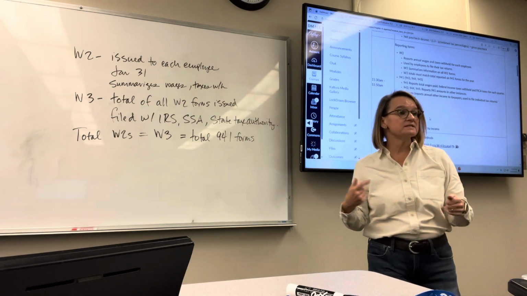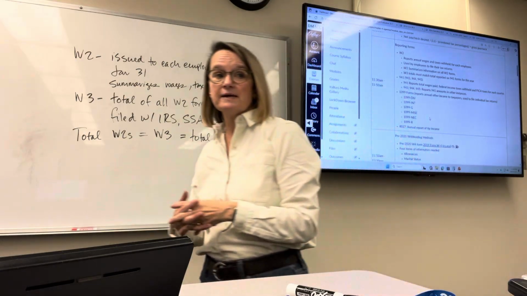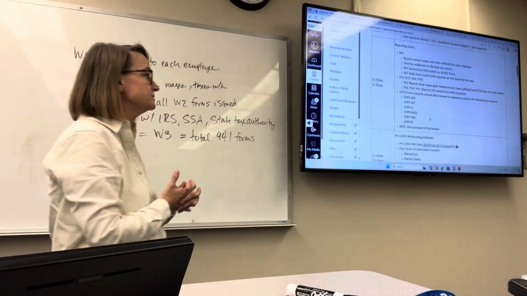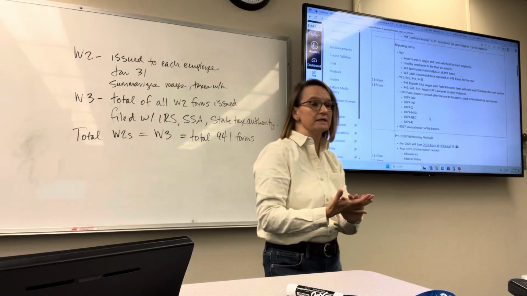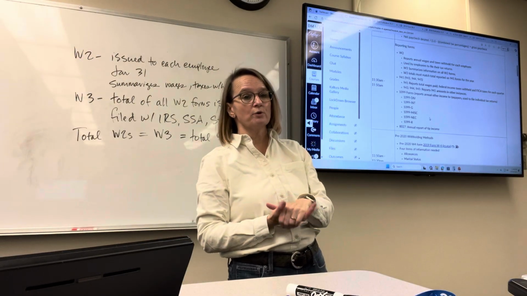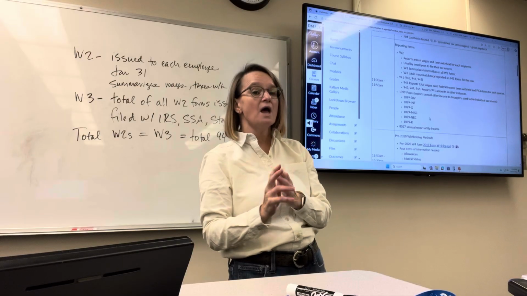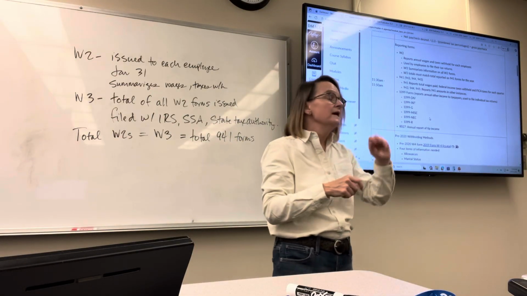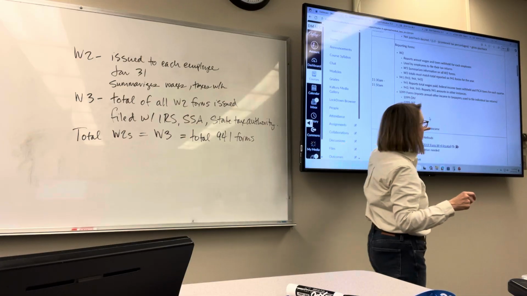1099 miscellaneous is just that. It's for miscellaneous types of income. So rent income is reported on a 1099 miscellaneous. Royalty income is reported on a 1099 miscellaneous. Any other type of income that doesn't have its own form is going to be reported on a 1099 miscellaneous form.